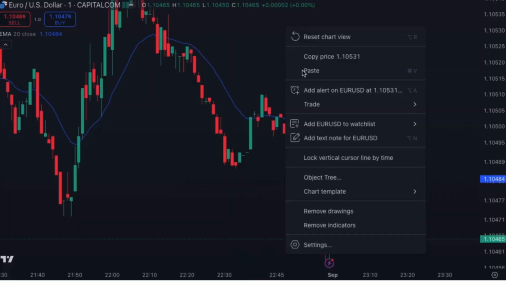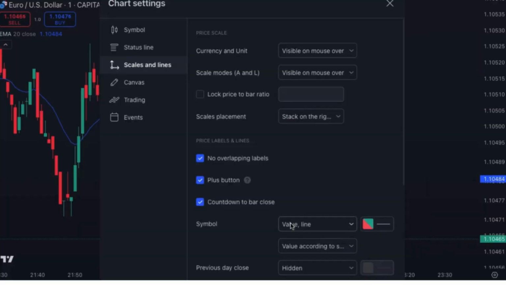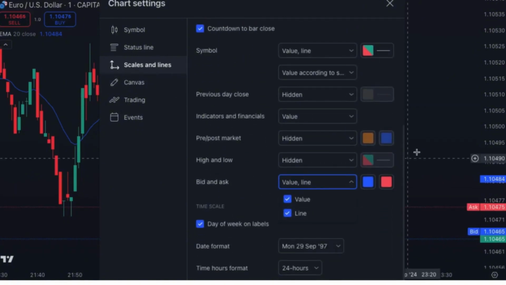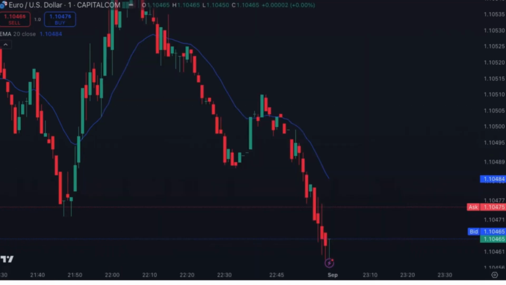Now I want to show you a trick to be able to visualize the bid and ask prices a little bit easier on your trading platform. So on TradingView, if I right click and go to the chart settings, I click on scales and lines, then click on buy and sell and select lines and values, and it displays these on the chart. And I find this very helpful.